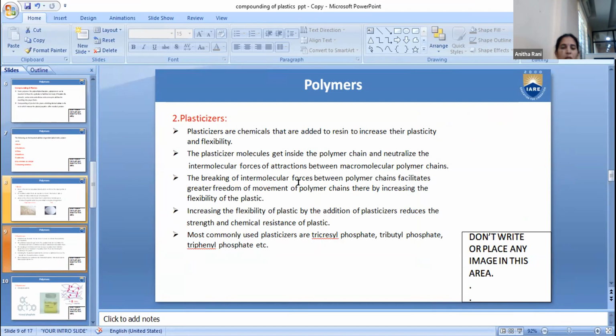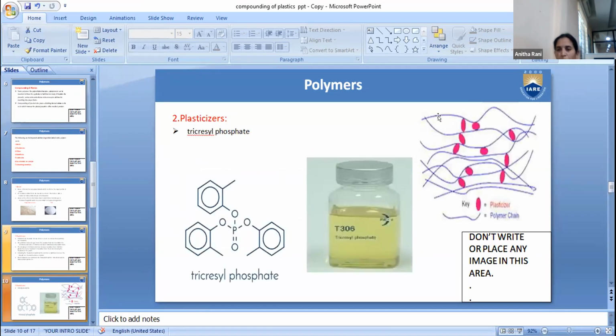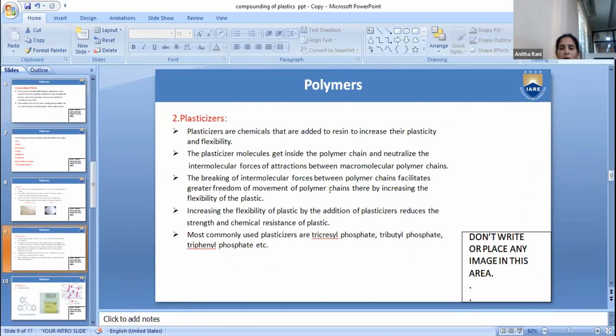So the breaking of intermolecular forces between polymer chains takes place. There won't be attraction when these molecules occupy the space between the two polymer chains. Definitely the force between the macromolecular polymer chains will decrease, so there can be free movement of the polymer chains. The breaking of intermolecular forces facilitates easy movement, or greater freedom of movement, of polymer chains, so that increases the flexibility of the plastic.